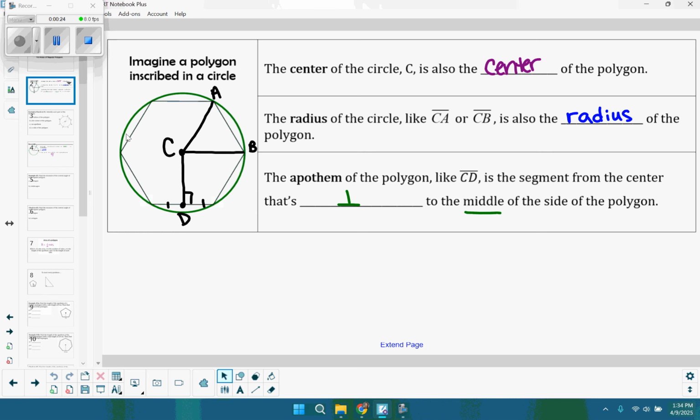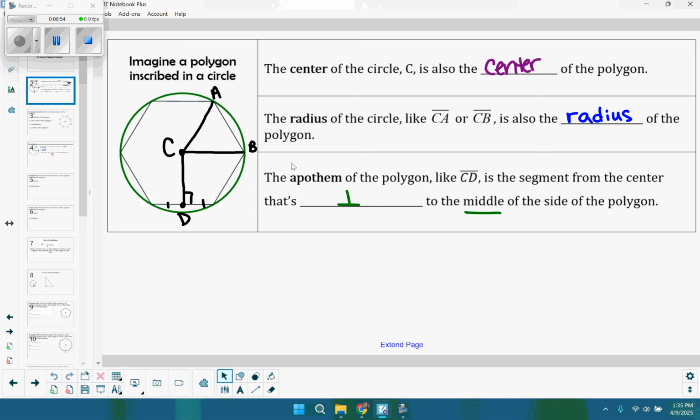So if we imagine a polygon inscribed in a circle, meaning every vertex of the polygon is touching the circle, then the center of the circle, C, would also be the center of the polygon. So regular polygons can have a center, and they also can have a radius. So a radius of the circle, like CA and CB, could also be a radius of the polygon if it goes to one of the vertices of the polygon, to one of the corners of the polygon.